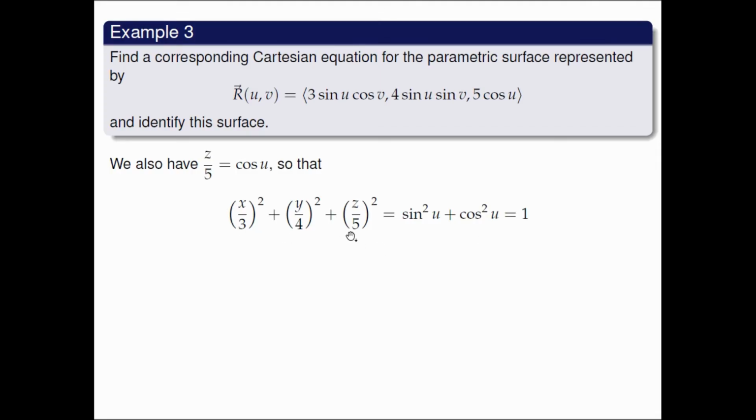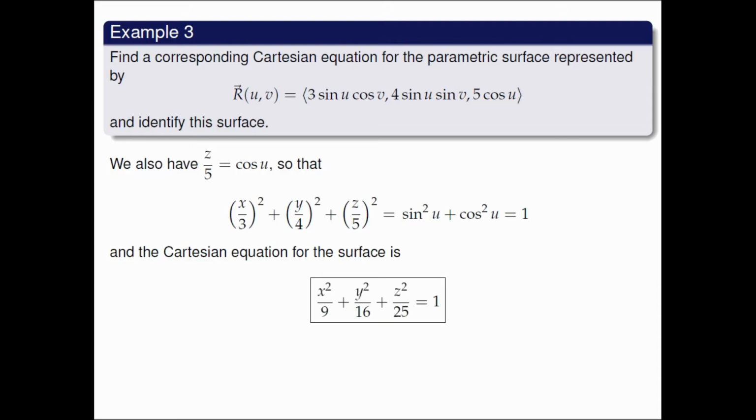Yung left hand side equal din to sa x squared over 9 plus y squared over 16 plus z squared over 25. So the Cartesian equation for the surface is x squared over 9 plus y squared over 16 plus z squared over 25 equals 1. This equation represents an ellipsoid.